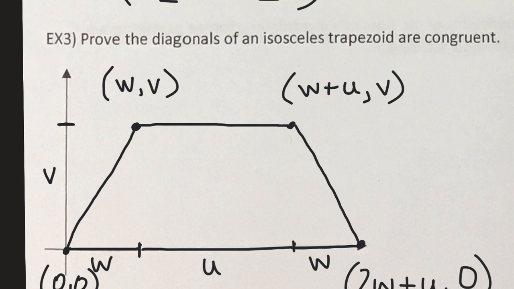So we want to show that the diagonals are congruent. So here, let's draw in a diagonal. Here is one diagonal. Okay, and what's the easiest way to find a length? Pythagoras. Okay, so we're going to drop a vertical line directly down from that W plus U to make a right triangle. Okay, so we're going to figure out what this length is using the Pythagorean theorem.